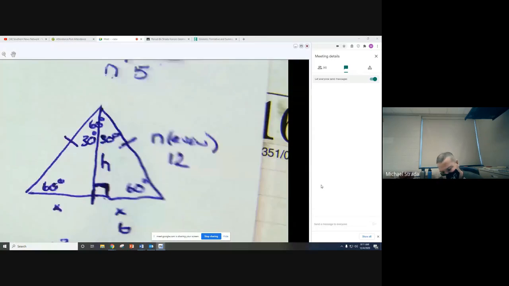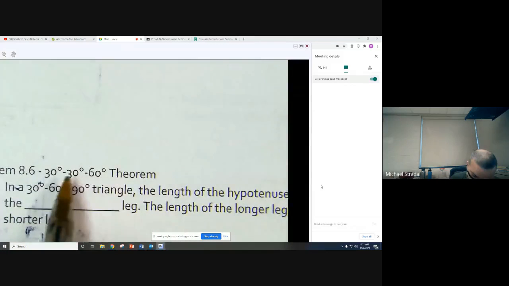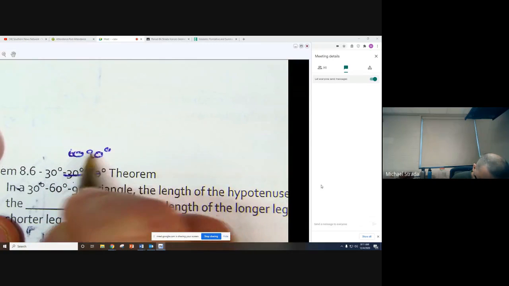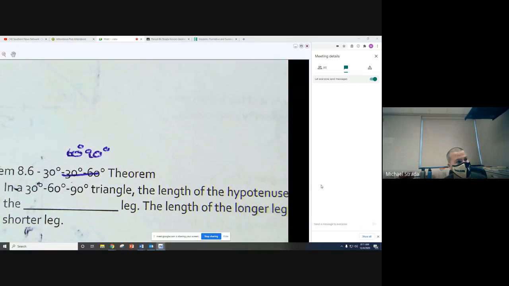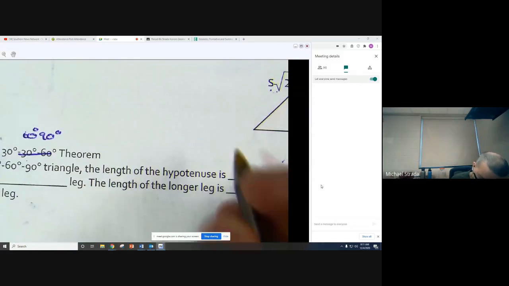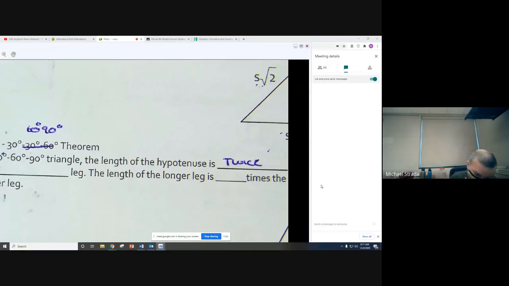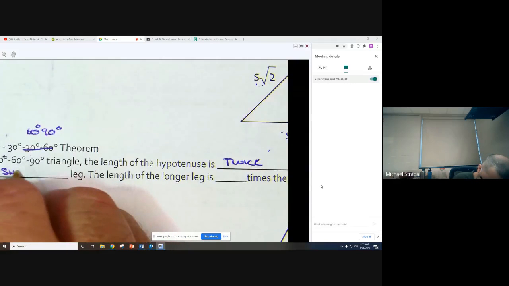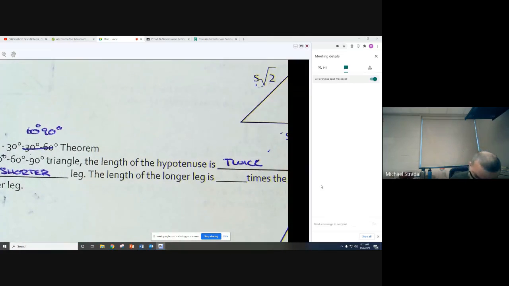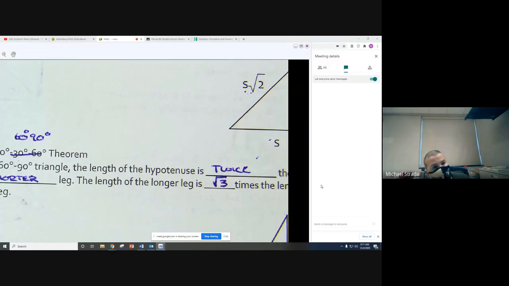All right, so when we go on the back, you do have to make one small correction to a typo. See how it says 30, 30, 60? That should be 30, 60, 90. Sorry about that. It says in a 30, 60, 90 triangle, the length of the hypotenuse is twice the length of the short or shorter leg, depending upon how you want to describe it. The length of the longer leg is root 3 times the length of the shorter leg.